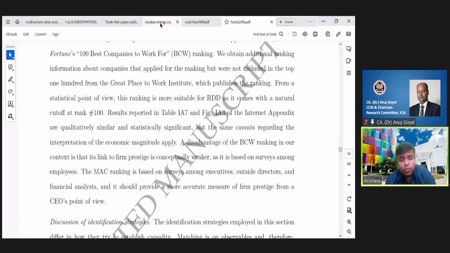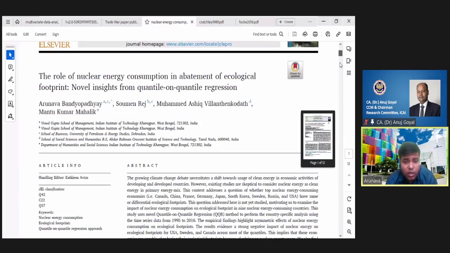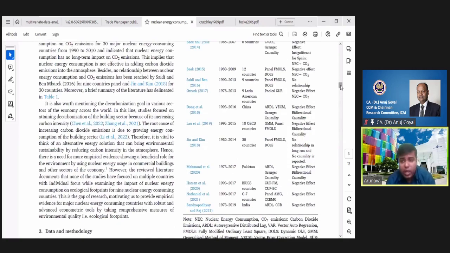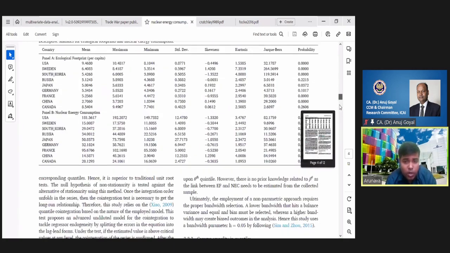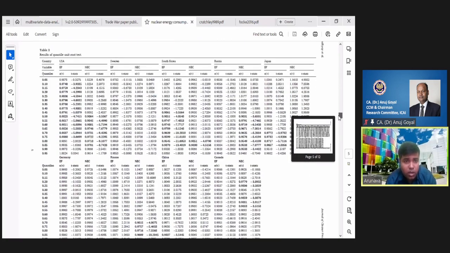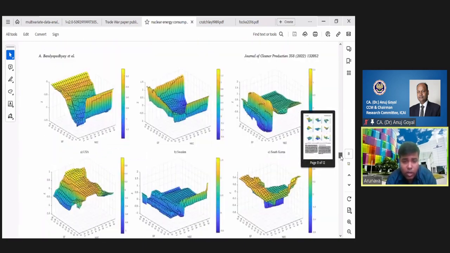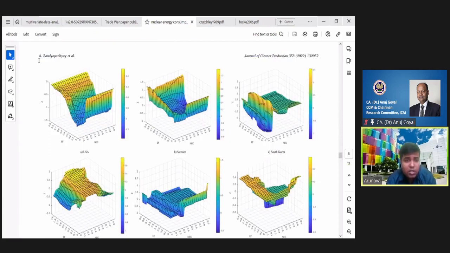So generally we do the regression based on the mean value. But if there is a relationship in the quantiles, right? So there is a quantile regression, where quantiles are the tails of the distribution. So you can see this paper where I have used a quantile regression to prove a relationship, right? And there, because there are so many quantiles, I have to represent the analysis in a graphical mode. So these are the three-dimensional graphs that are plotted, and they say whether ecological footprint and national nuclear energy consumption are related or not.